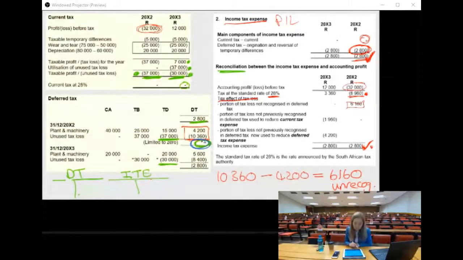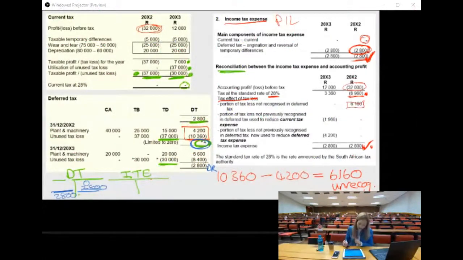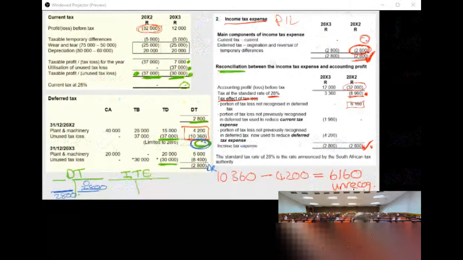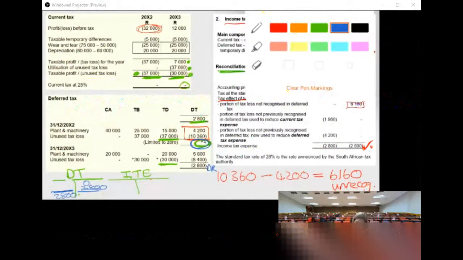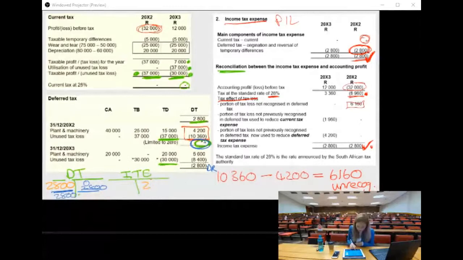And in 20x3, remember we said, okay, don't worry about it, go ahead. Now we can recognize that deferred tax asset. So therefore we have a debit balance for deferred tax. So we want a movement from 0 to a debit balance of 2,800. So the journal that we need is we need the 2,800 over there.